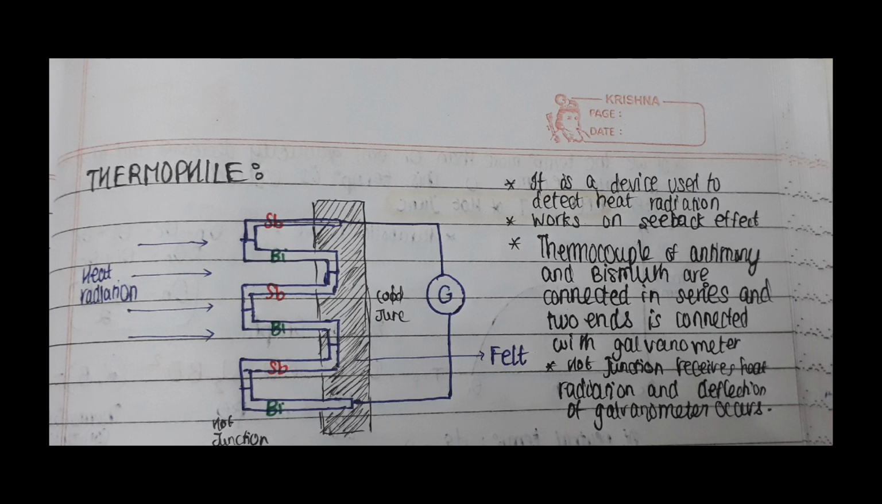Hot junction receives heat radiation and then electrons from antimony move towards bismuth, thus creating a flow of electrons which is current. As there is an EMF generated, these electrons flow and constitute an electric current which can be detected by the galvanometer. Galvanometer shows deflection and the temperature difference can be measured.